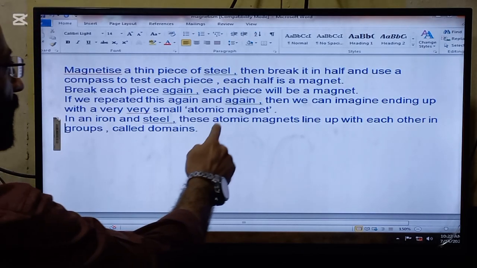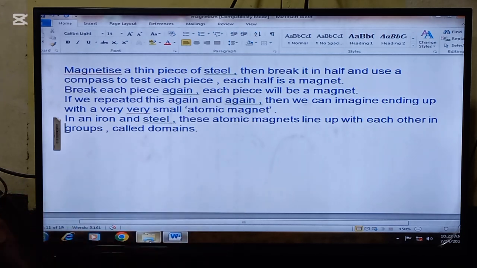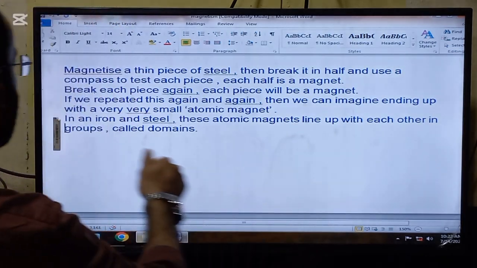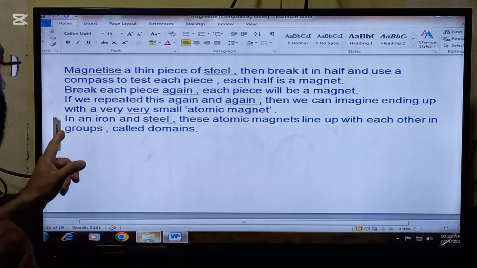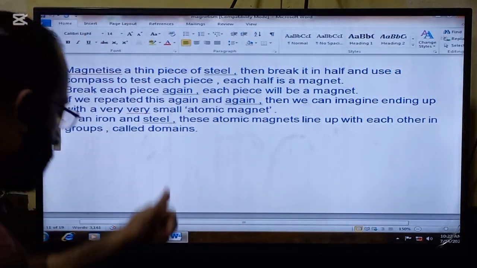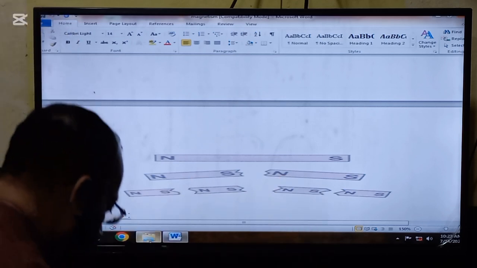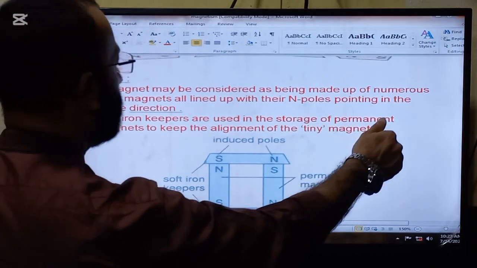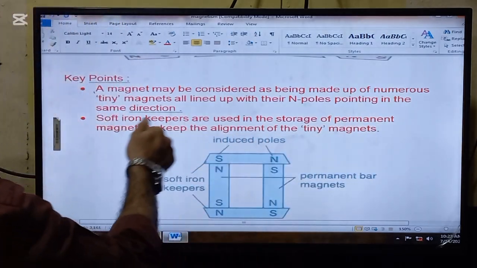If we repeat this again and again, then we can imagine ending up with very small atomic magnets. In iron and steel, these atomic magnets line up with each other in groups called domains. So this is another point to be noted. Like this, they line up with each other. A magnet may be considered as being made up of numerous tiny magnets, all lined up with their end poles pointing in the same direction.